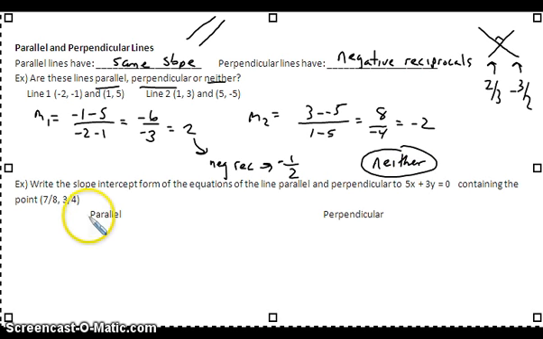Next one says to write the slope-intercept form, so that's y equals mx plus b, of the equations of a line that is parallel and perpendicular to this equation here. And it also has to go through this x sub 1, y sub 1 value. So if it's parallel, I know that the slopes have to be the same. And if they're perpendicular, I know that we have to do negative reciprocal slope.